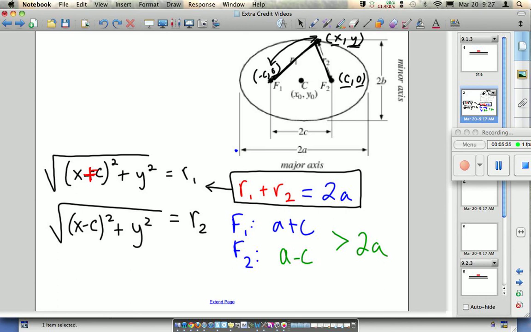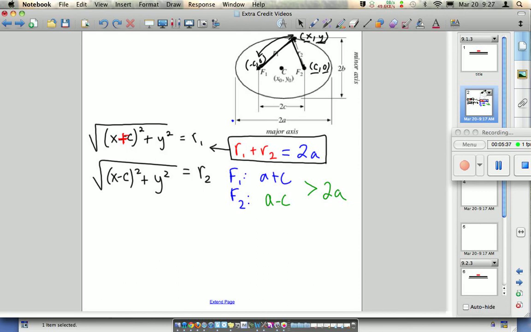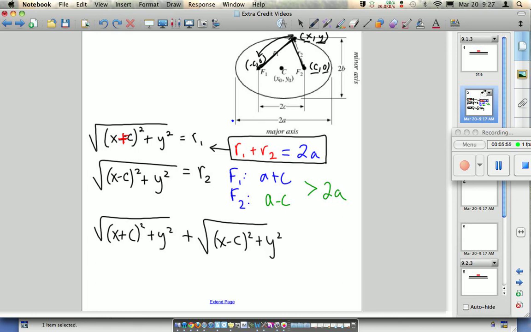Now we want to add them up because we're trying to describe the sum of the distances for every point on this line. So the sum of the distance for every point on this line will be the following. The square root of (x plus c) squared plus y squared plus the square root of (x minus c) squared plus y squared equals 2a, every single point on this line.